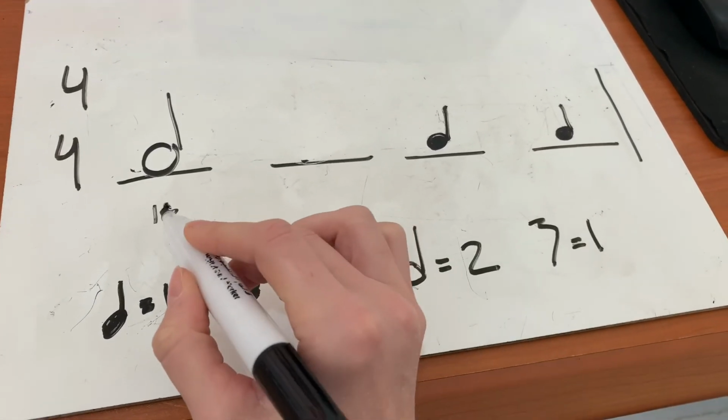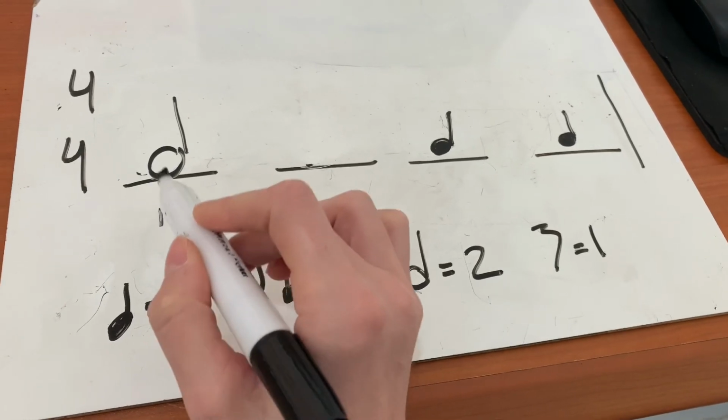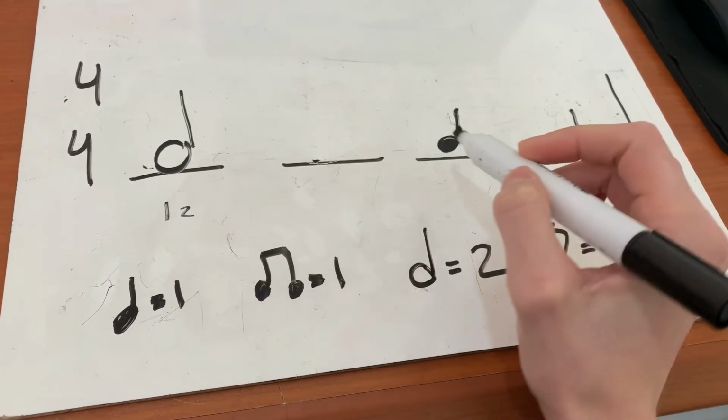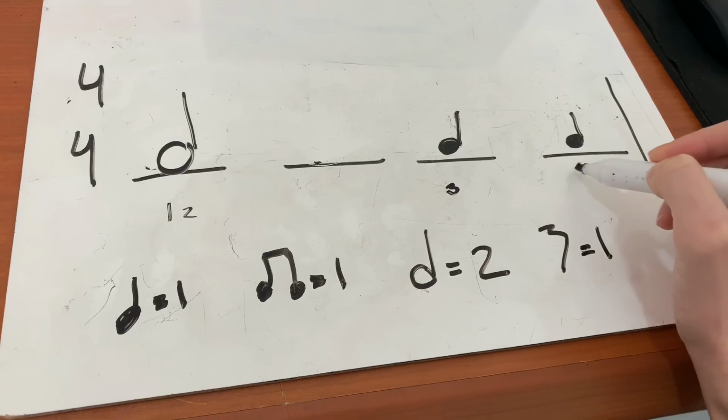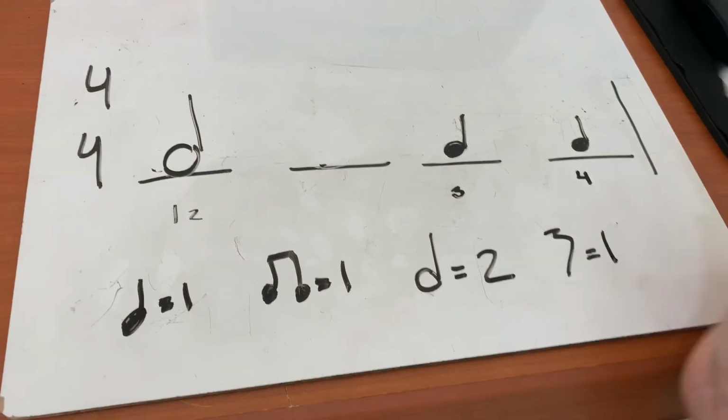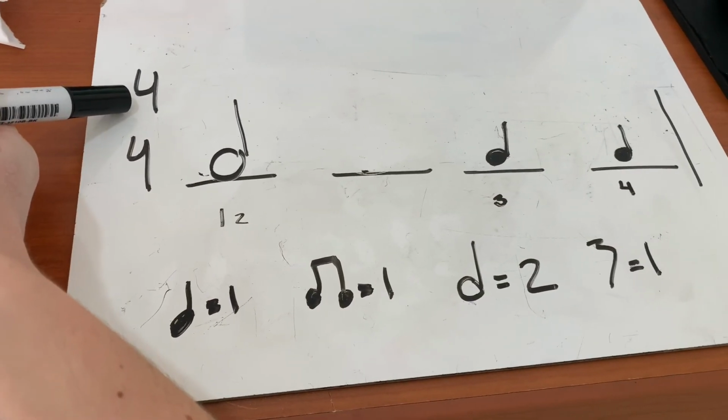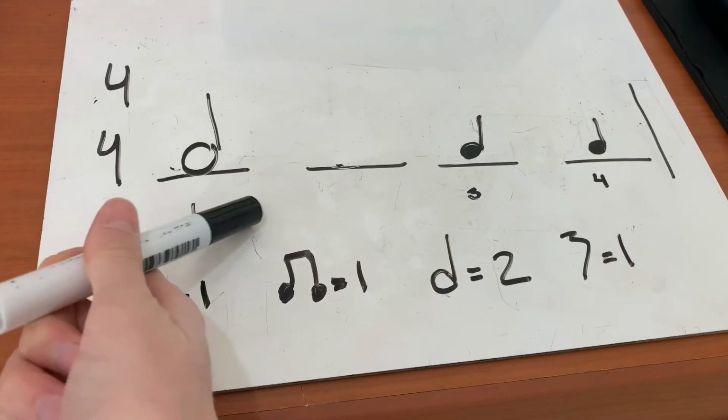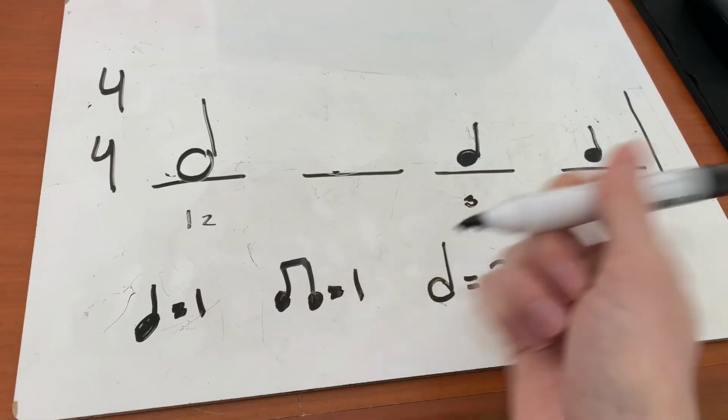So if I were to count this rhythm, it would be 1, 2, 3, 4. And again, we have 4 beats in a measure. We have 1, 2, 3, 4. All right, hopefully you followed along with me on how to create 3 different examples of a single measure of rhythm.